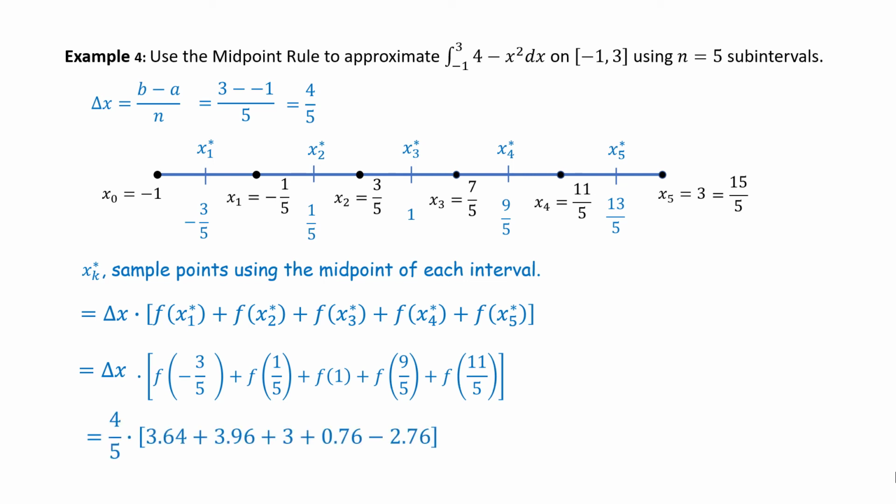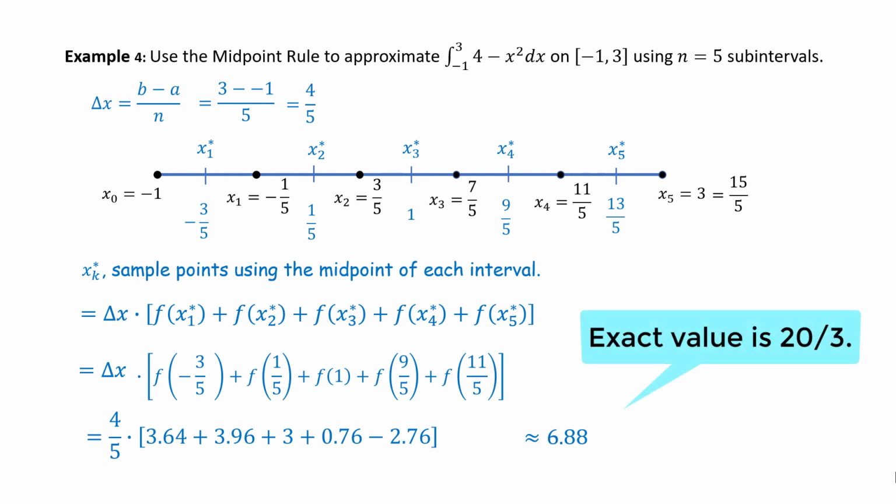4/5 for the delta x times 3.64 plus 3.96 plus 3 plus 0.76 minus 2.76. That's approximately 6.88. We earlier computed the exact value of this integral as 20/3, and in decimal form it's 6.6 repeating. The midpoint rule with 5 rectangles is a pretty good approximation.